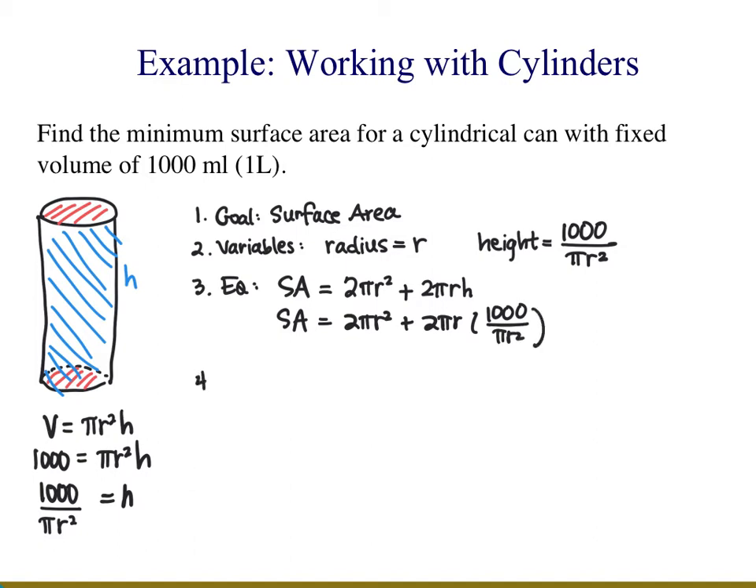Now we're ready. Now that we've done the geometry and the algebra, we're ready to do our derivative. So I would put this equation into my y1, and then I would graph the derivative of my y2, and then see what I can find in terms of the minimum this time, because that is my goal. Now when you put this into y1, go ahead and just use x for your variable, so 2 pi x squared plus 2 pi x times 1,000 over pi x squared.